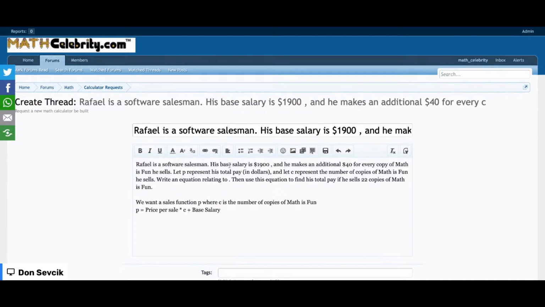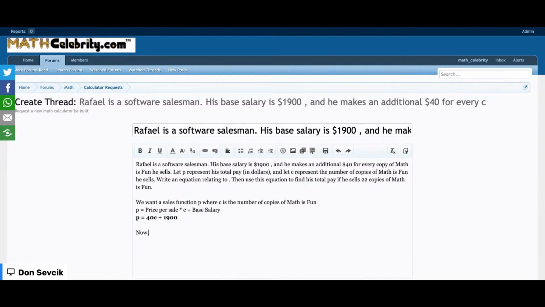It's important to know problems like these. There's always two parts. There's a fixed cost or a base, and there's a variable cost, which is a sale unit or some sort of unit times the number of units sold. P equals the price per sale we're told is 40 times C plus 1900. This is a two-part question. That's your first one.